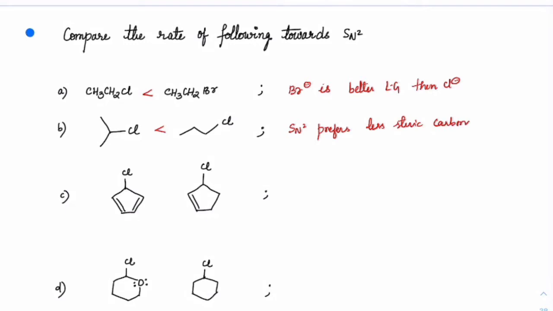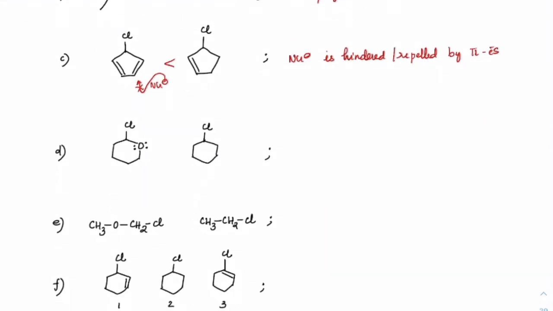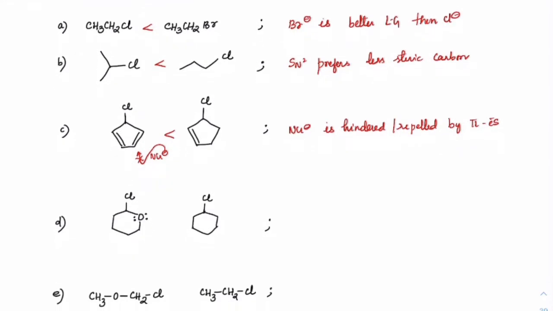Third, between these two, if you check out here, the resonance will hinder the incoming nucleophile from attacking the sigma star, so it cannot approach. We learned that this reaction does not usually take place. So what does that mean? This will be the order, correct? So the nucleophile is hindered or repelled by pi electrons. Next case, keep writing along with me, everyone.